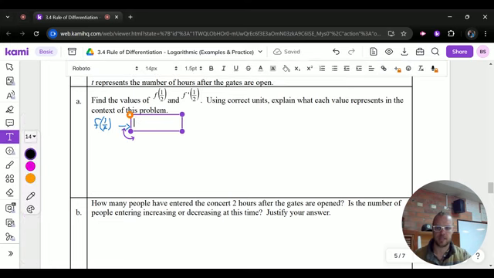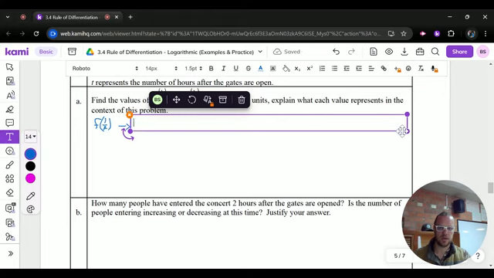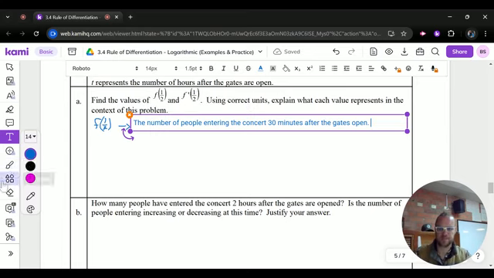So I'm going to type this because I think it'll be a little bit easier for you to read. All right, so we'll go like that. And so this is the number of people entering the concert 30 minutes after the gates open. 30 minutes because it is f of a half and the t is measured in hours.